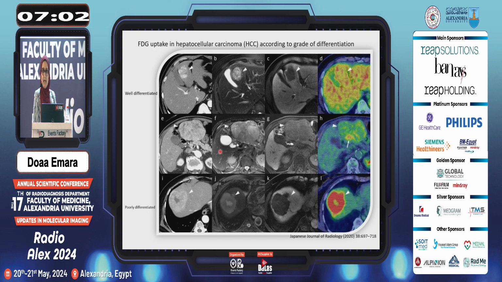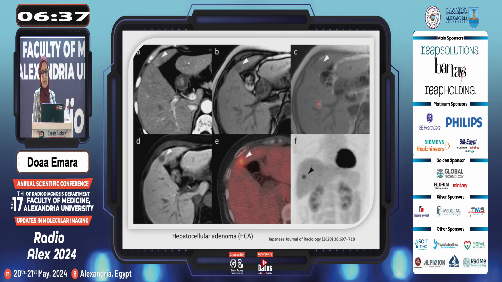But what about the same pathology but with different grades of differentiation? I mean that this is moderately or well differentiated, and this is poorly differentiated HCC. In the first one, there is no uptake. It's more or less similar to the liver. But in the last one, which is poorly differentiated HCC, there is intense uptake. This is a benign fat-containing lesion by MRI and diagnosed as hepatocellular adenoma. Although it's benign, there is uptake in PET study.